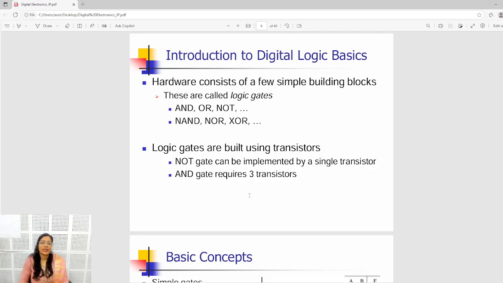Now, the hardware consists of a few basic building blocks which are called logic gates, and the basic logic gates are AND, OR, NOT, whereas the other gates are XOR, XNOR, and the universal gates NAND and NOR. So, the logic gates are built using transistors. A NOT gate can be implemented by a single transistor, whereas an AND gate would typically require three transistors.